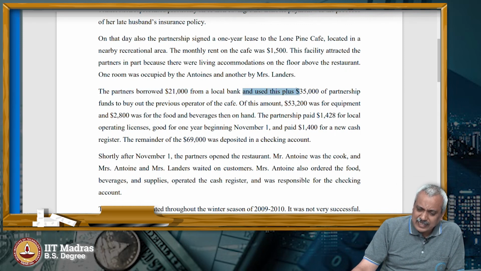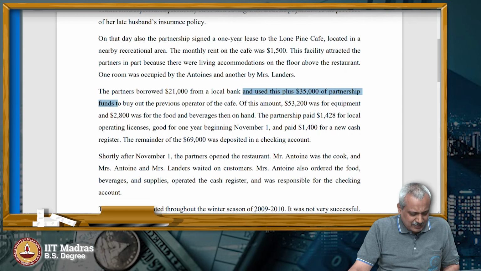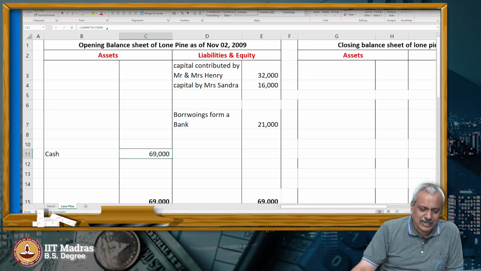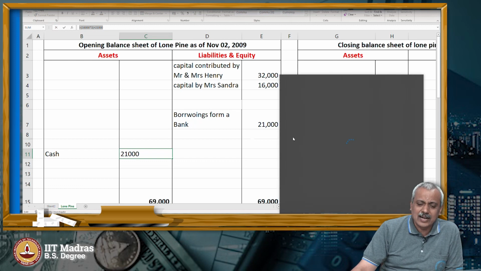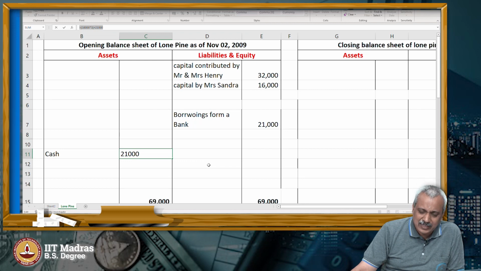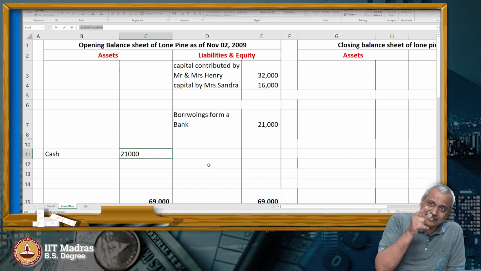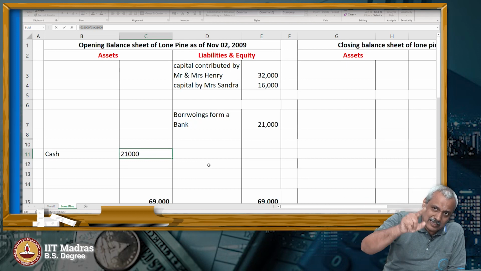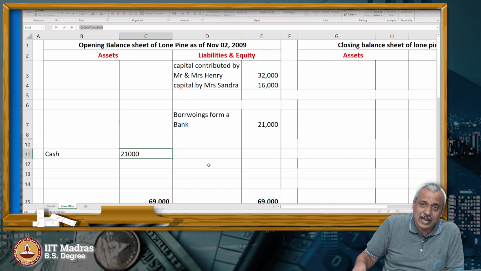And used this plus $35,000 of the partnership fund. Please note, what was the partnership fund earlier? The partnership fund earlier was 48,000, as you can see in the formula bar out here. 48 plus 21, the cash that was there. So they have used the $21,000 cash borrowed from the bank plus $35,000 in cash, that was the partnership fund.